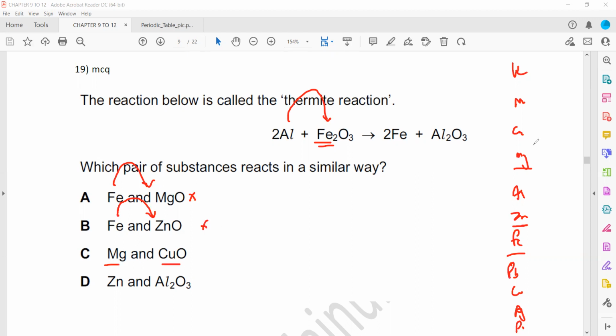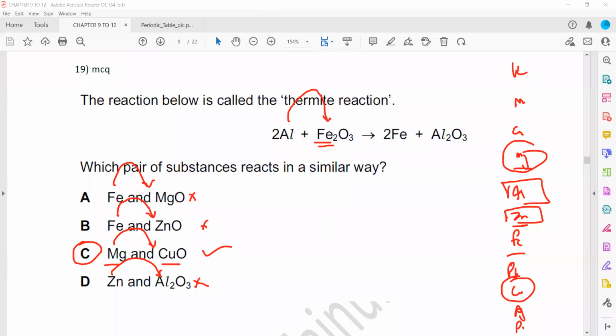Magnesium with copper. So you have magnesium here and copper below. So magnesium is more reactive, so magnesium can displace the copper. As a result, it produces magnesium oxide plus copper metal. So this reaction will occur. And zinc and aluminum: when we check, zinc cannot displace aluminum because zinc is less reactive than aluminum. So the idea was which reaction will occur due to the difference in the reactivity of the two metals.